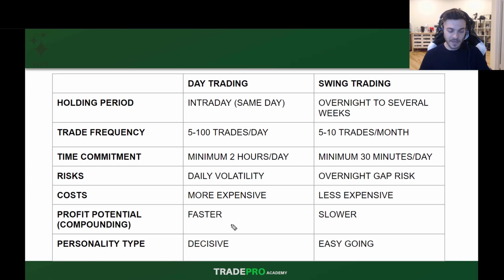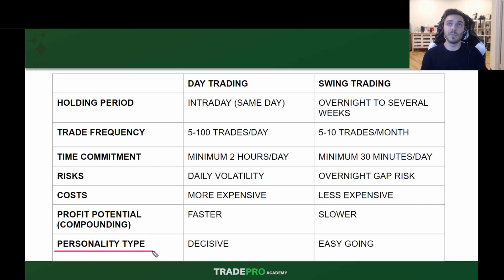All right. And finally, into the last section of this presentation here, the personality type. So which personality type bodes well with each strategy? As a day trader, you've got to be decisive, you've got to be patient, you've got to be diligent, and you've got to be mentally tough. All right. If you're looking at personality A and personality B types, a day trader would be the personality A type.